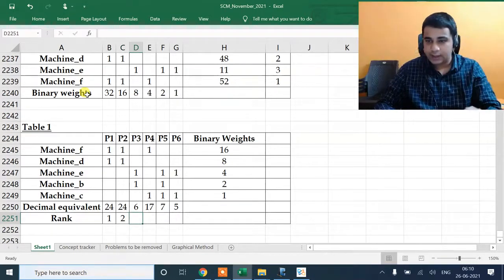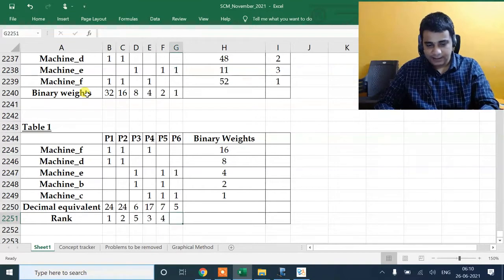So I'm writing it as 1 and 2. Anything can be 1, anything can be 2, or even you can technically write them both as 1 and 1 also. Doesn't really matter. 1, 2, this will be my 3, this will be my 4, this will be my 5, and this will be my 6. I'll have to change the sequence now. 1, 2, 5, 3, 4, 6. You'll have to change the sequence.